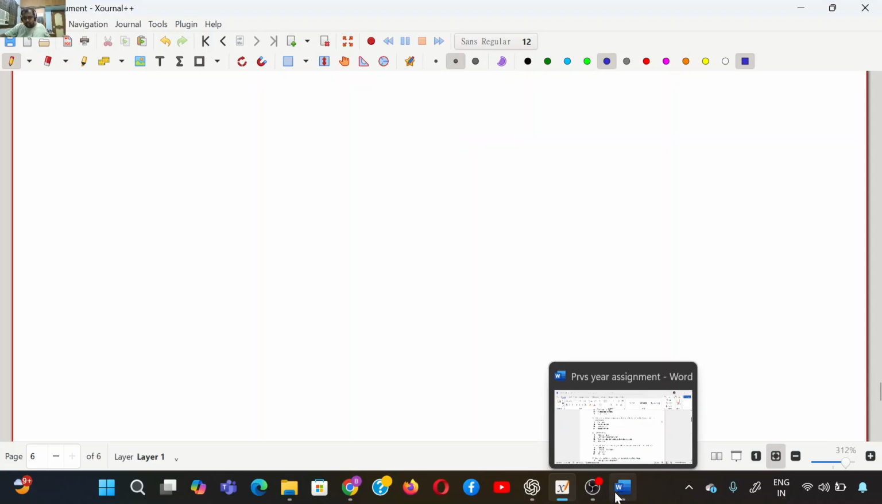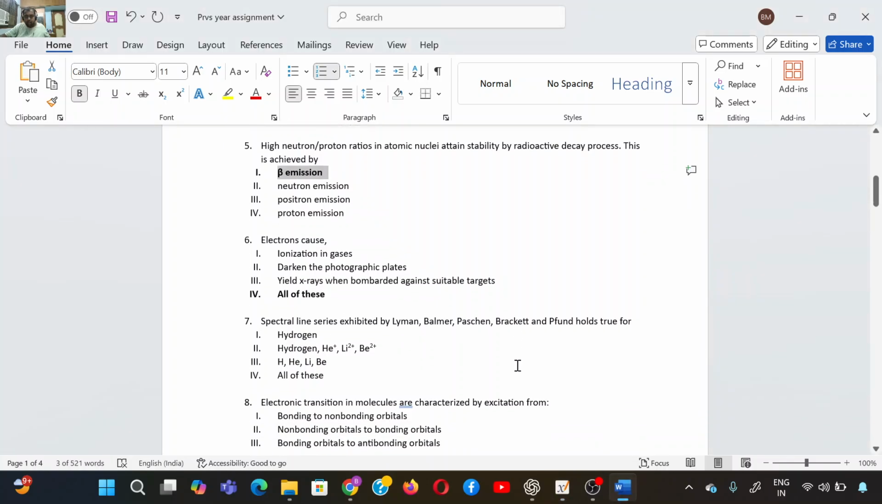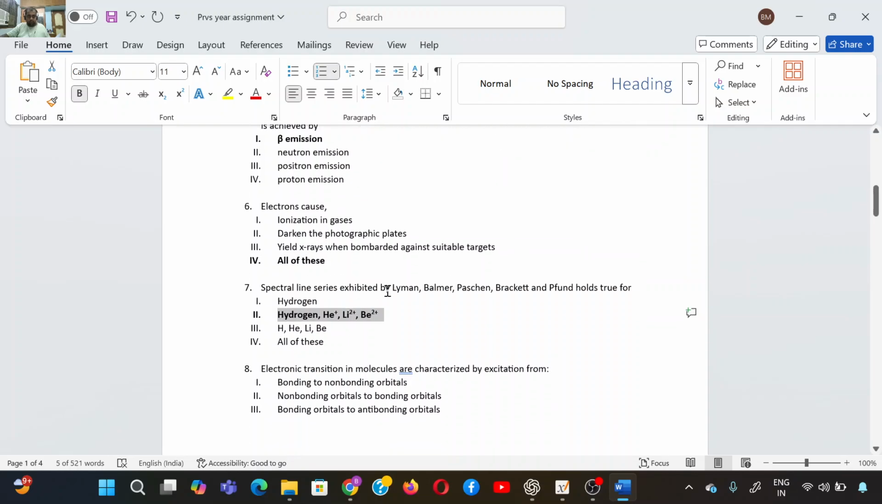Okay, so next question. Spectral line series exhibited by Lyman, Balmer, Paschen, Brackett, etc. is true for which one? This is again from the notes. It's true for hydrogen, helium, lithium, and beryllium. Directly from the notes, okay?